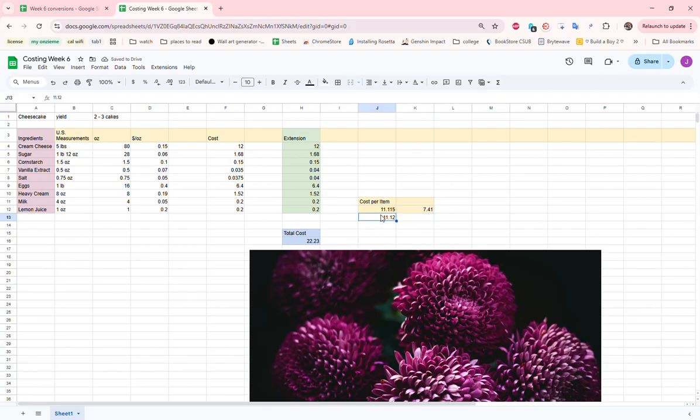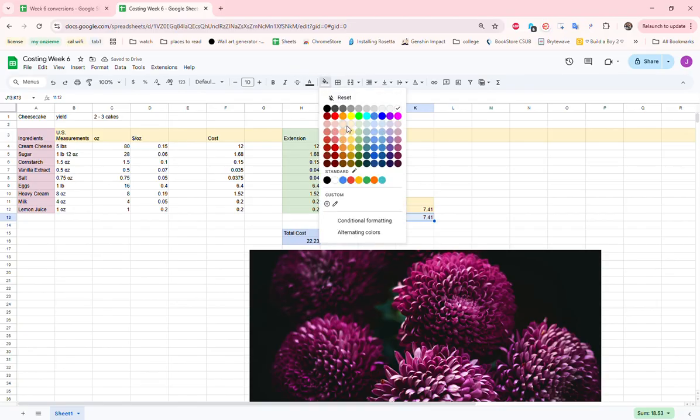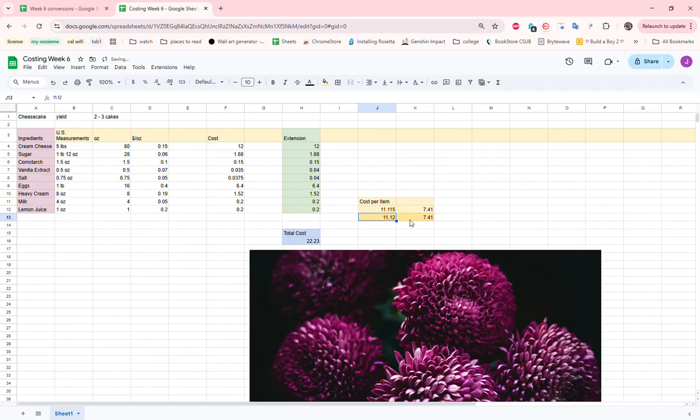So this one is just telling you it takes $11.12 to make one cake if you're making a batch of 2. And this one is telling you it takes $7.41 to make one cake out of a batch of 3. So let's go 7.41. And these two would be your two separate answers of a batch of 2 or a batch of 3 cake.